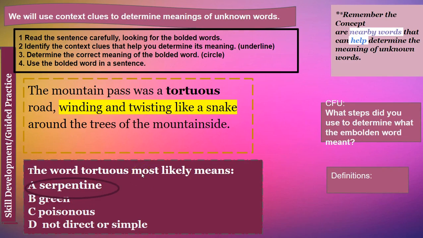And I use winding and twisting like a snake. So what steps did we use? What steps did I use to determine the meaning of the bold word or the emboldened word? I used what was around. I said, okay, I see that there's a comma, and a lot of times that comma lets me know that there's a break, and I'm getting some type of information. And I see winding and twisting like a snake. That to me is another way of restating the type of mountain pass or the type of road that the drivers were on, okay?